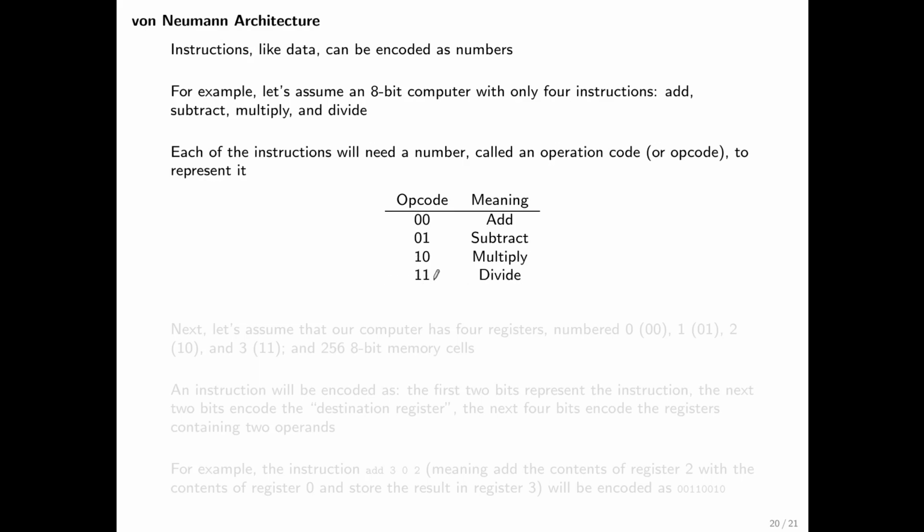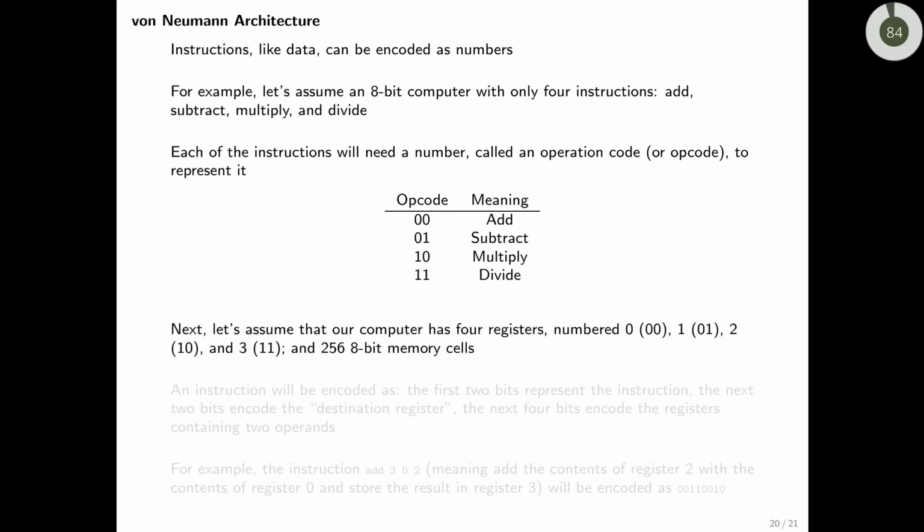So we have managed to represent all the operations as numbers. Now let's assume that this computer has 4 registers which are numbered 0 through 3. And in binary they are 00, 01, 10, and 11. And let's also assume that the computer has 256 8-bit memory cells. That's the main memory that this computer has.